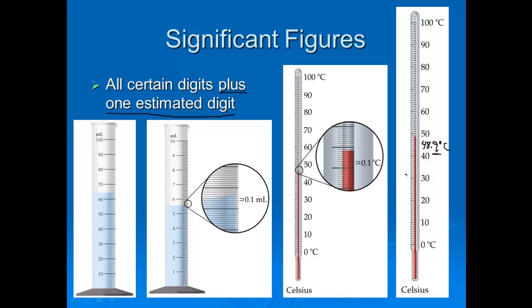Another good example is over here, where you have a 100 milliliter cylinder, and it's only giving you to the tens. So I definitely know it's 60. You estimate how far in between. Whenever we read a graduated cylinder, we read the bottom of the meniscus. We'll do this later. So I'm going to say that we know the 60 is a definite, but I'm going to say 63, and that is my estimated value.